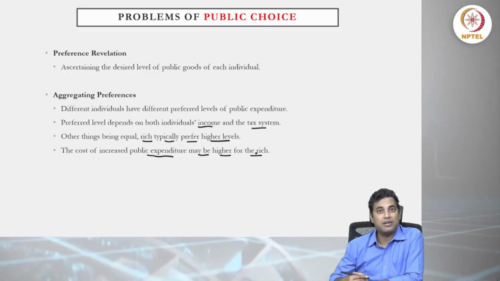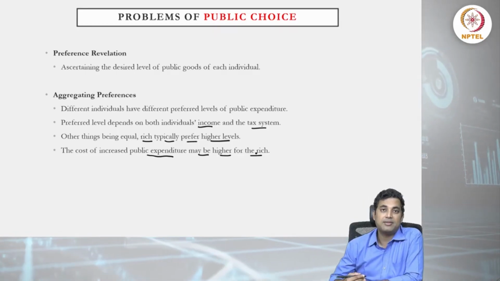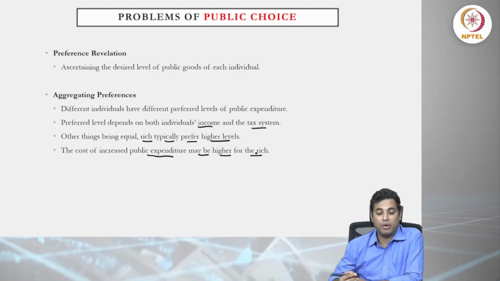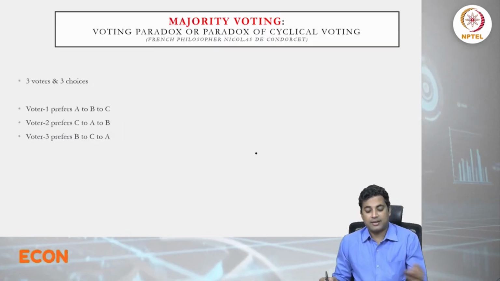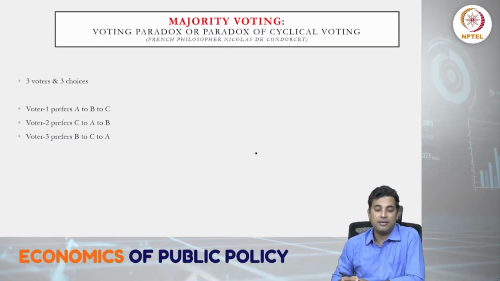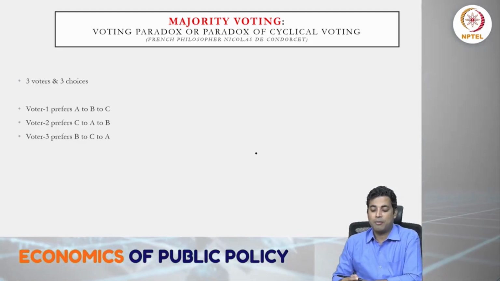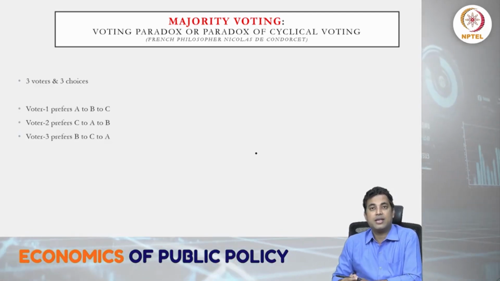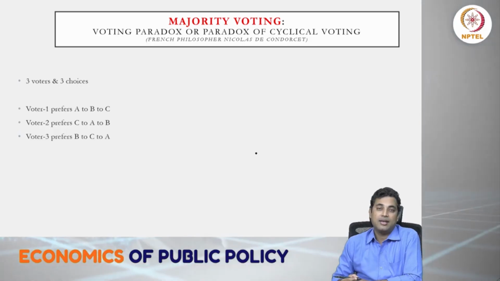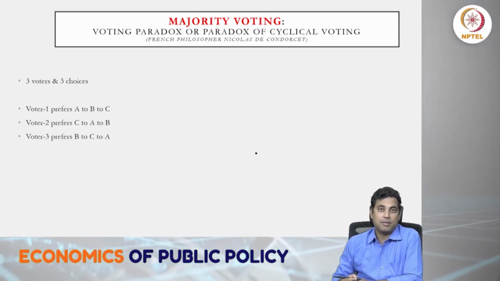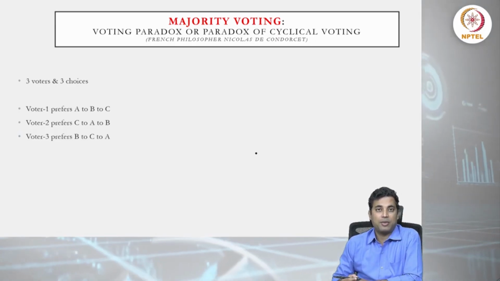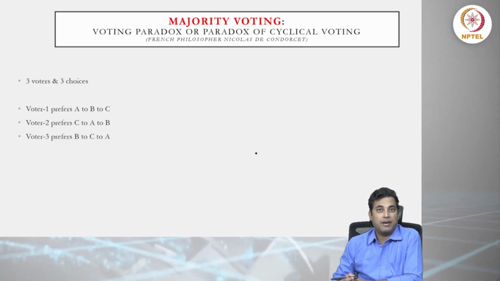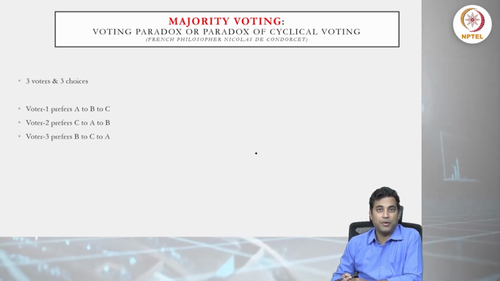So it is absolutely impossible to aggregate preferences, and that has limitations when framing public policy. So let's move to the next point, and that is majority voting, also known as the voting paradox or paradox of cyclical voting. This is something the French philosopher Nicolas de Condorcet highlighted in the context of voting. Sometimes it is not possible, and that is a major problem: pair-wise voting may lead to nowhere, and that becomes a paradox in the voting system.